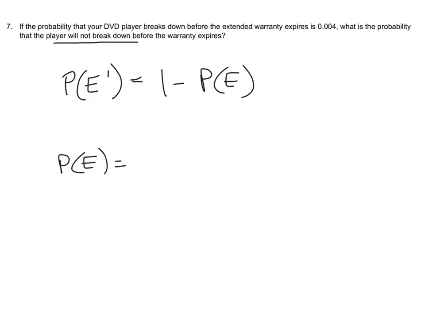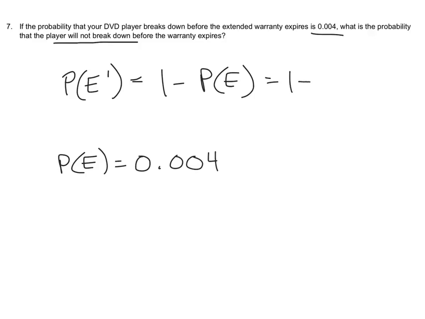We're given that the DVD player breaks down has a probability of 0.004. So the probability of my event is 0.004. Now the complement formula equals 1 minus the probability. So we'll just substitute in our answer for the probability to find the probability of the complement.